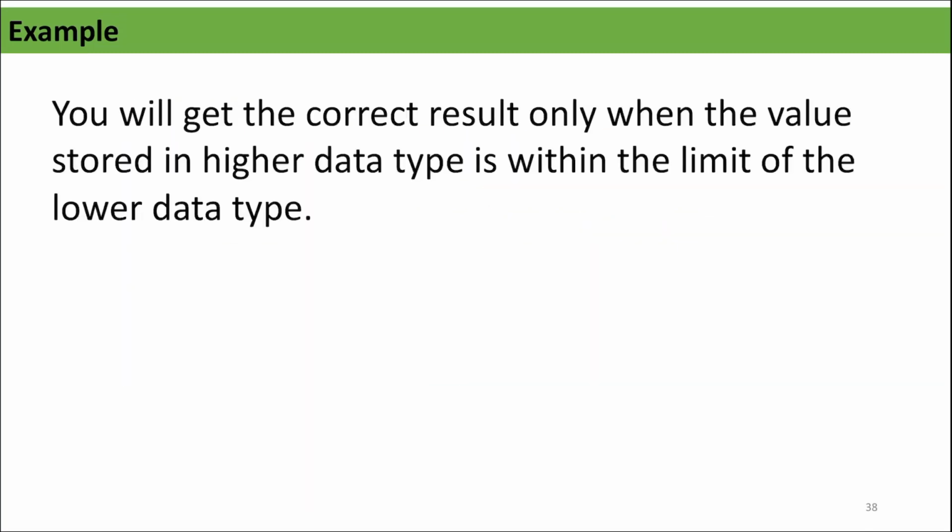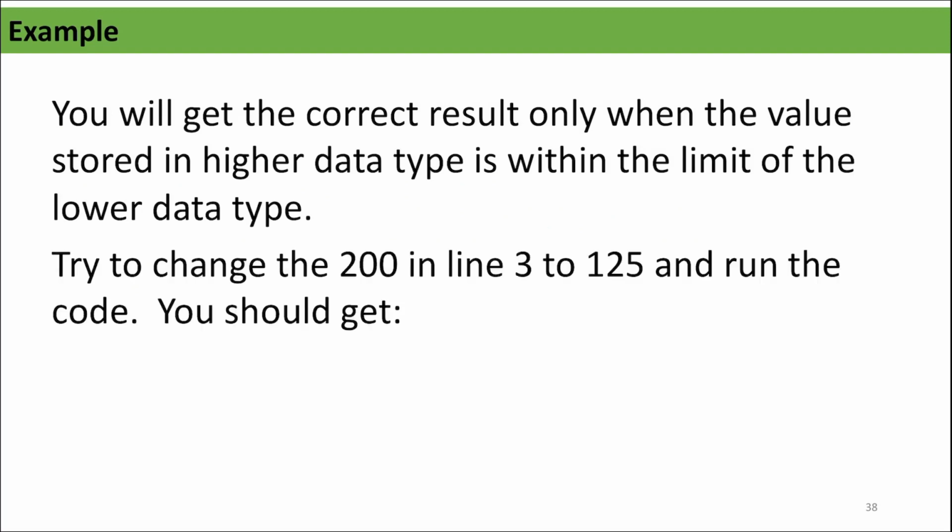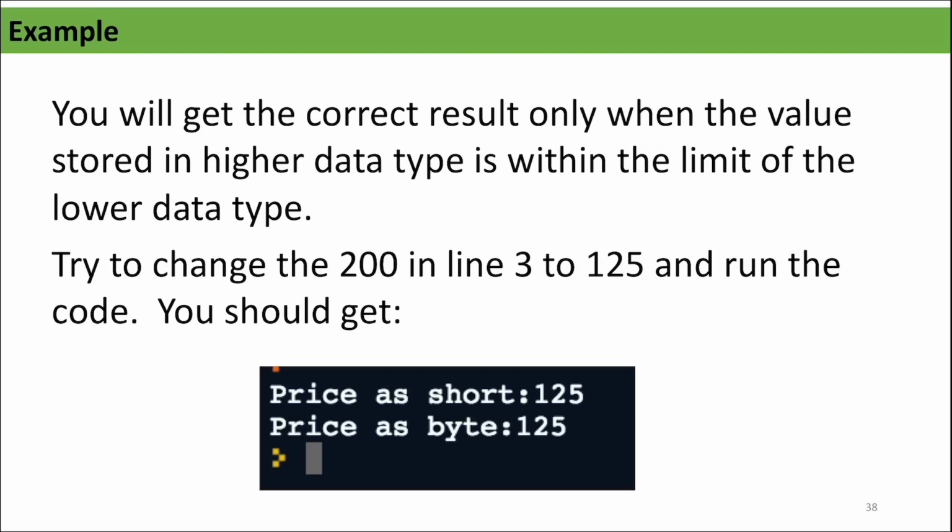The only way you get the right data by casting a higher data type to a lower data type is if the data is within the range that the lower data type can take. So look at the example of 200. If we change the 200 and make it 25, or 125, although it is a short, it can fit into a byte, and in that case you'll get the right result.